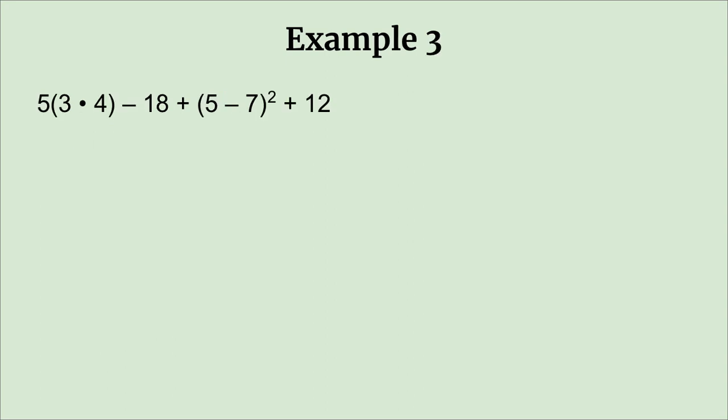Again, pause the video, try this on your own. So I see we've got parentheses here. So we'll do these parentheses first. So we'll do 5 in parentheses, 3 times 4 is 12, minus 18 plus 5 minus 7 is negative 2 squared plus 12.